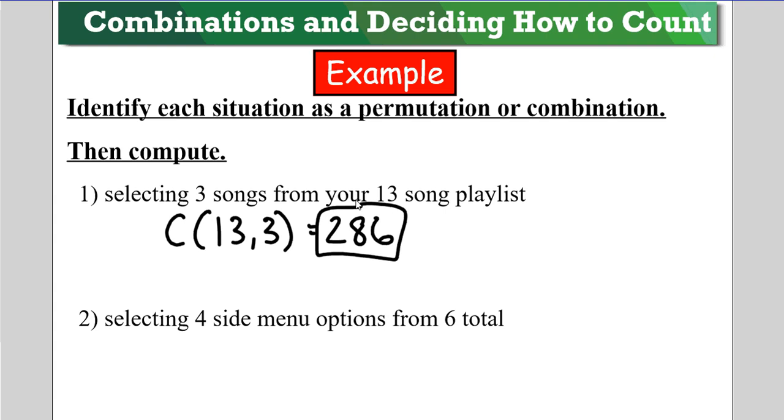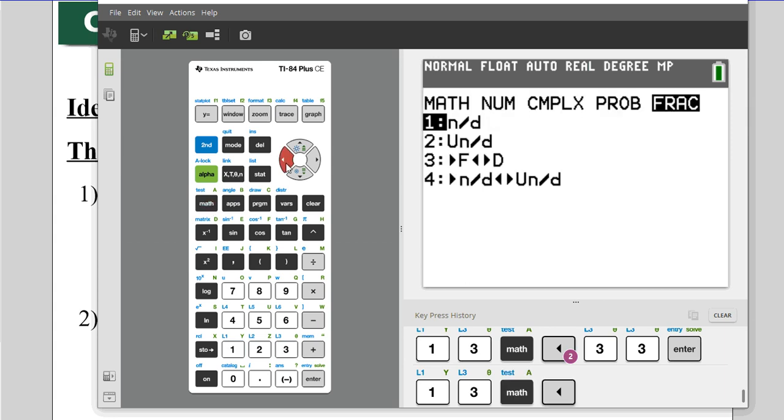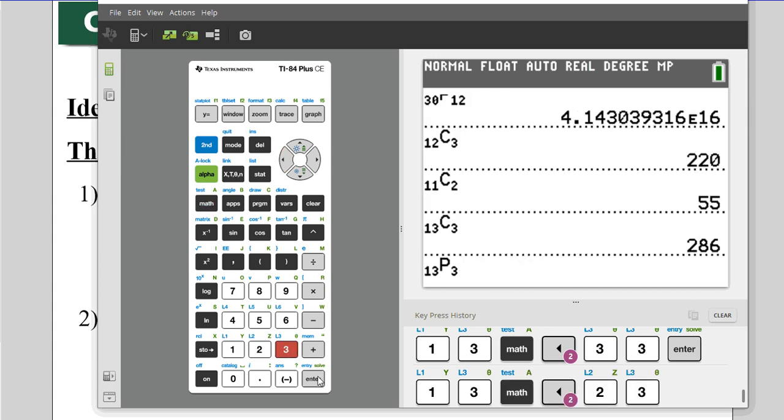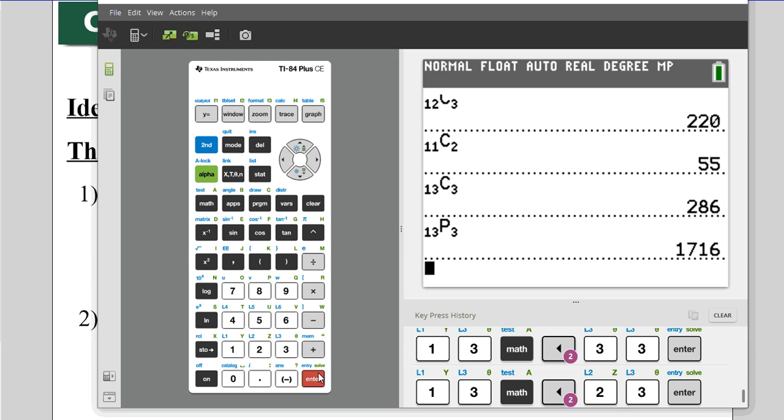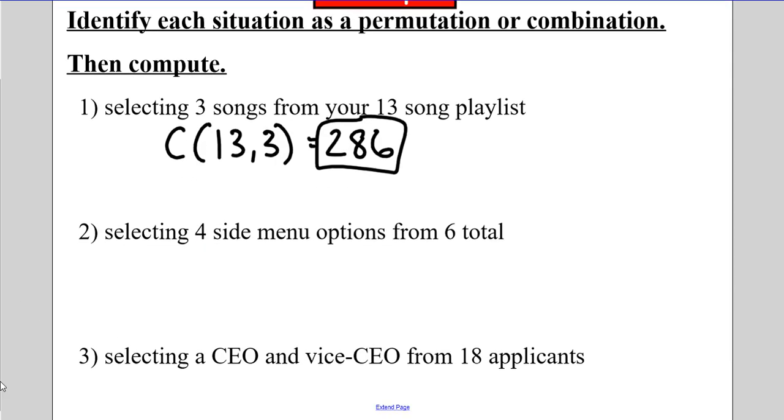If you argued that order was important, you would do a permutation, and there's going to be a lot more if order is important then. It'd be 17, 16. So I think probably makes most sense to say order is not important in that one though. Let's say that you're going to select 4 side menu options from a total of 6.